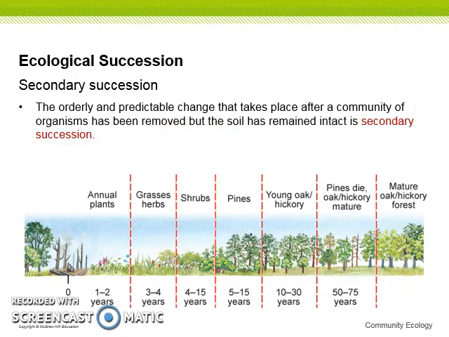Under secondary succession, you're going to write down the orderly and predictable change that takes place after a community of organisms has been removed, but the soil has remained intact. That's secondary succession.